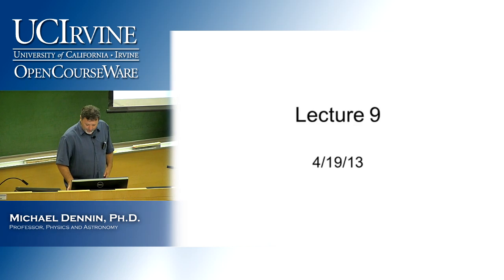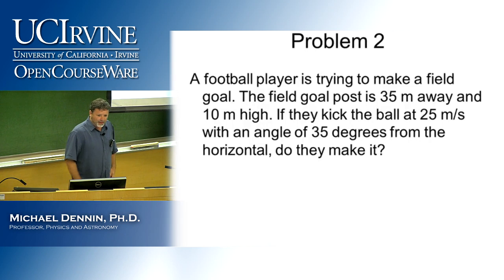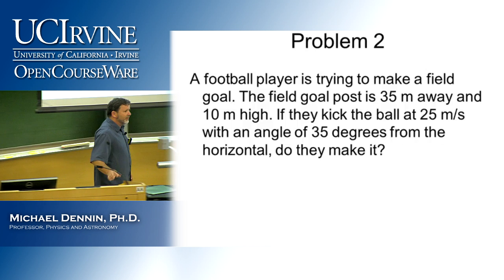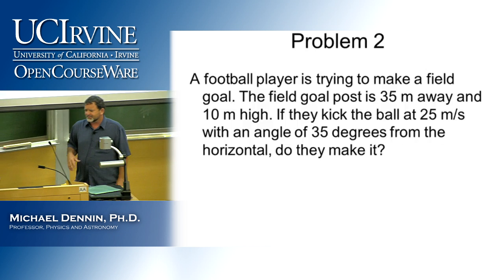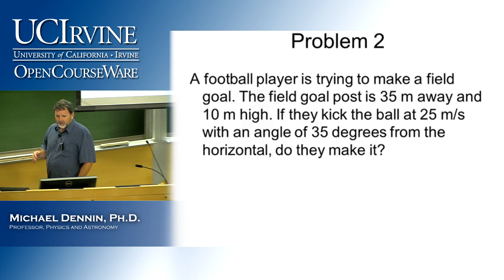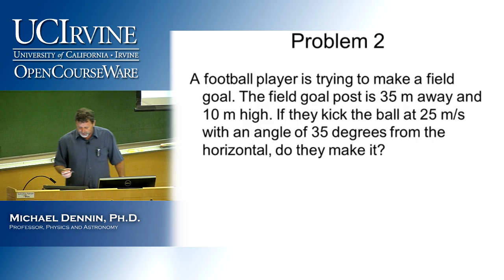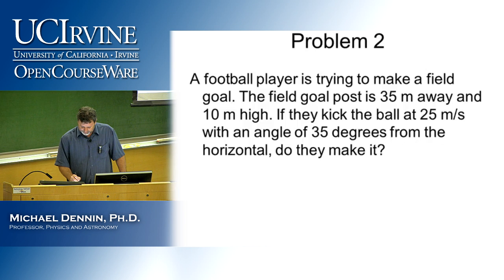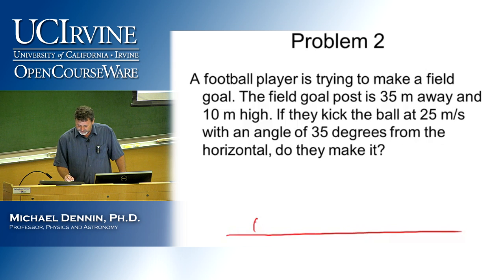The first one we want to look at is what we started with briefly on Wednesday. And that is the football player trying to make a field goal. So we have the basic situation. Here's the football. From the side view, here's the field goal. We're going to kick it at an angle of 35 degrees with a speed of 25 meters per second.